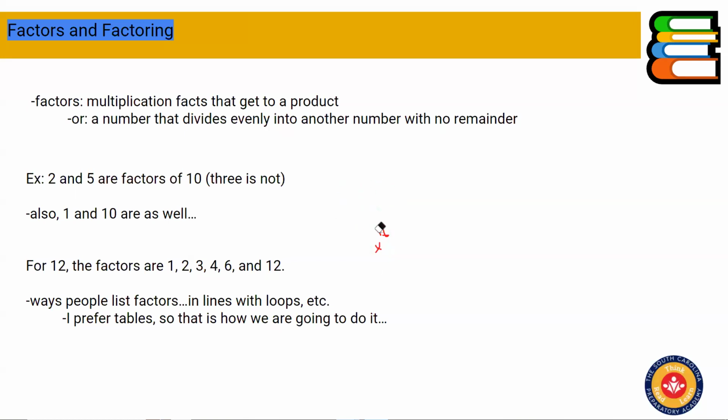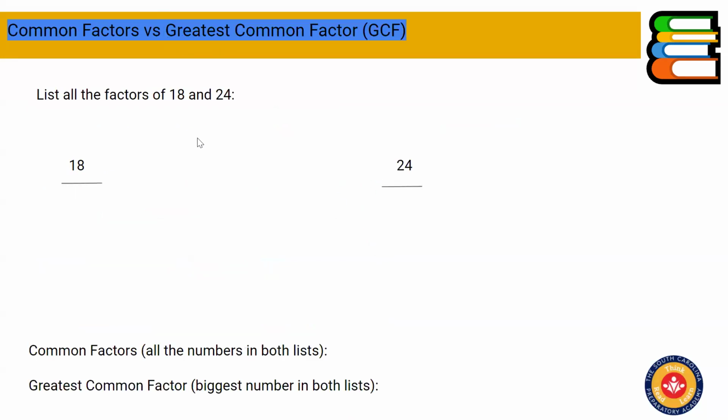All right, now to find the greatest common factor means the biggest factor that's in both lists. So what you do is you are going to list out all the factors here. Okay, so that's 1 times 18, 2 times 9, and 3 times 6. Then 1 times 24, 2 times 12, 3 times 8, and 4 times 6. And when you get to where the next set would be reversed, 6 times 4, then you've got them all.